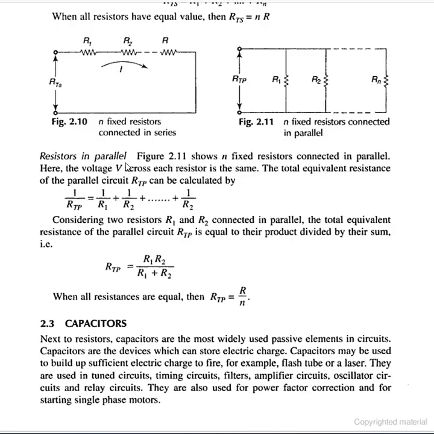Resistors in parallel. It shows n fixed resistors connected in parallel. Here, the voltage V across each resistor is the same. The total equivalent resistance of the parallel circuit RTP can be calculated by 1 by RTP equals 1 by R1 plus 1 by R2 plus up to 1 by Rn.